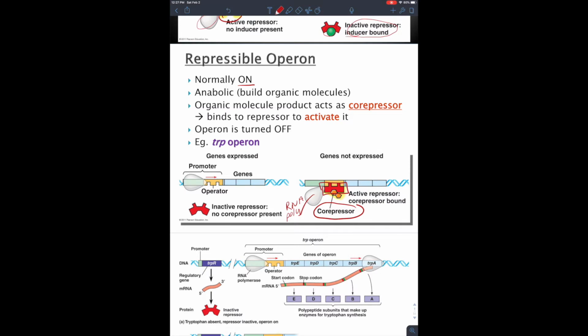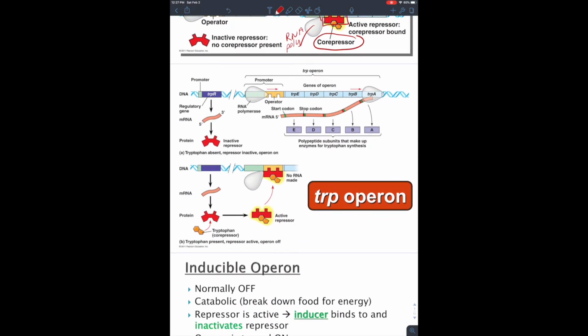When we talk about a particular example of a repressible operon, our favorite one to use is the TRP operon. TRP stands for tryptophan. So TRP and tryptophan go together. Let's look at it a little bit more in detail. Again, there are three related pieces that make up the operon. There's the promoter, where RNA polymerase is going to bind. There's the operator, which dictates how far RNA polymerase is allowed to go on this gene. And the third piece is the actual genes themselves.